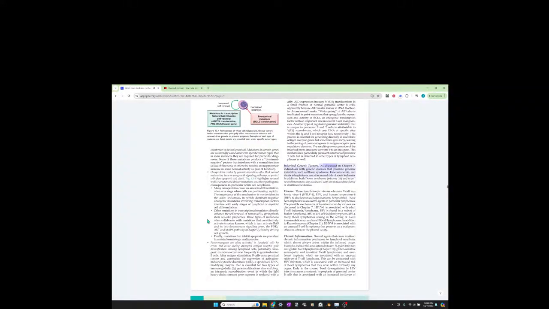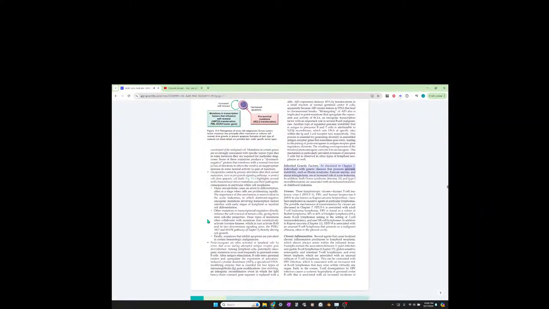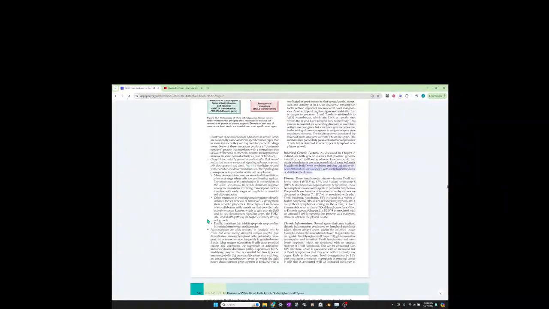Inherited genetic factors. As discussed in Chapter 7, individuals with genetic diseases that promote genomic instability, such as Bloom syndrome, Fanconi anemia, and ataxia telangiectasia, are at increased risk of acute leukemia. In addition, both Down syndrome and type 1 neurofibromatosis are associated with an increased incidence of childhood leukemia.